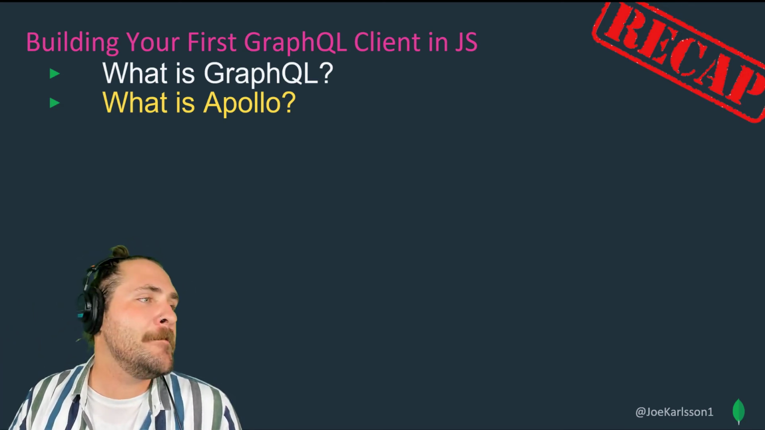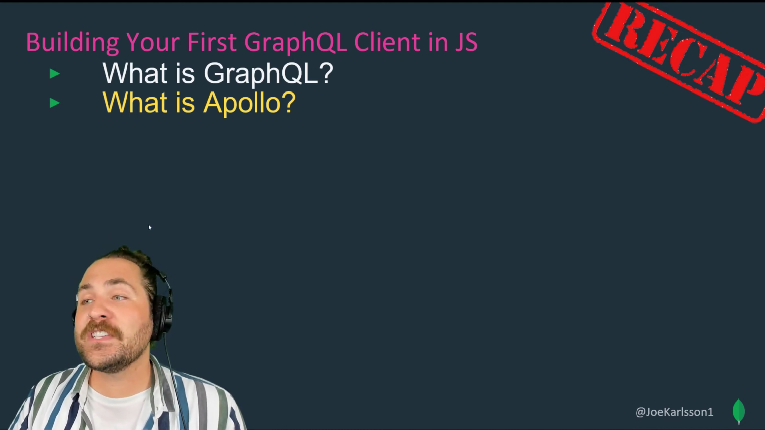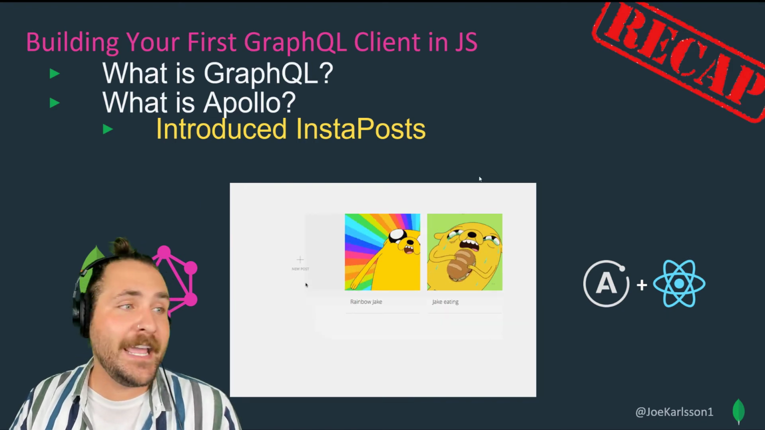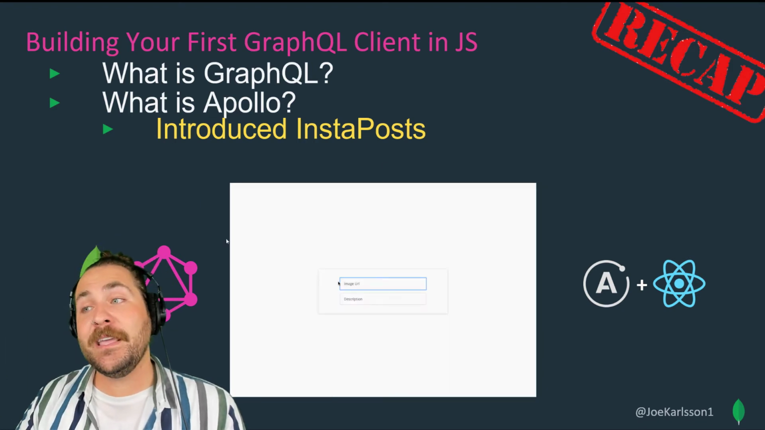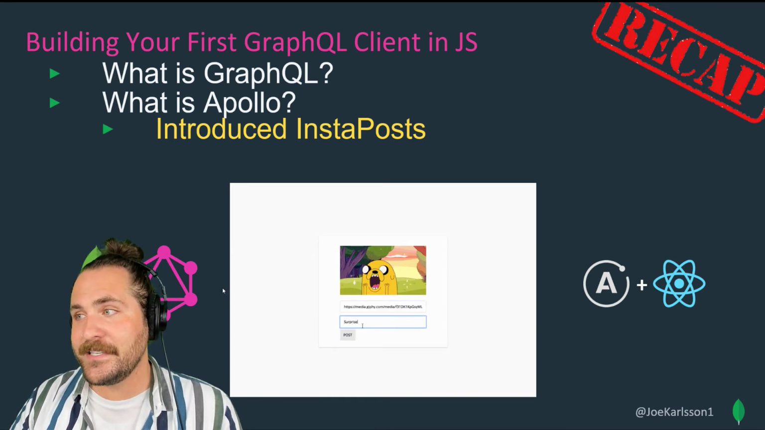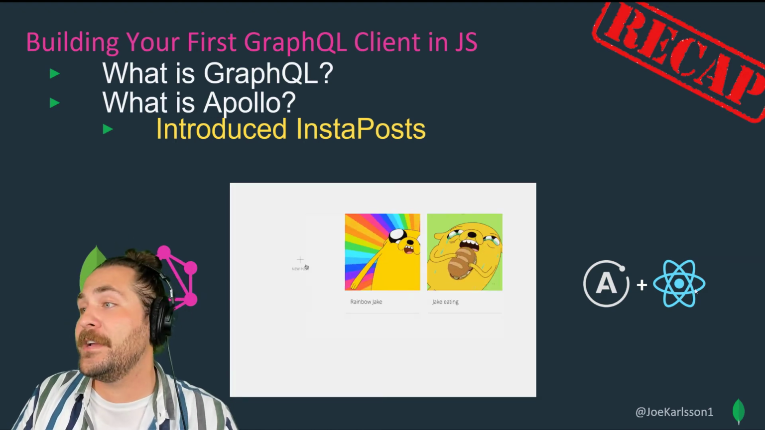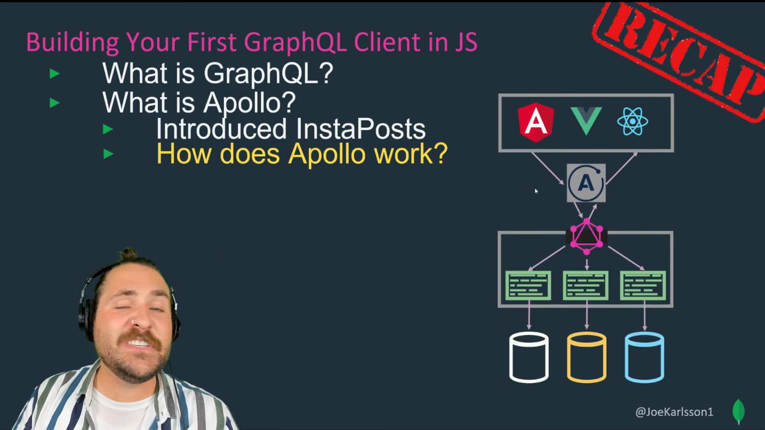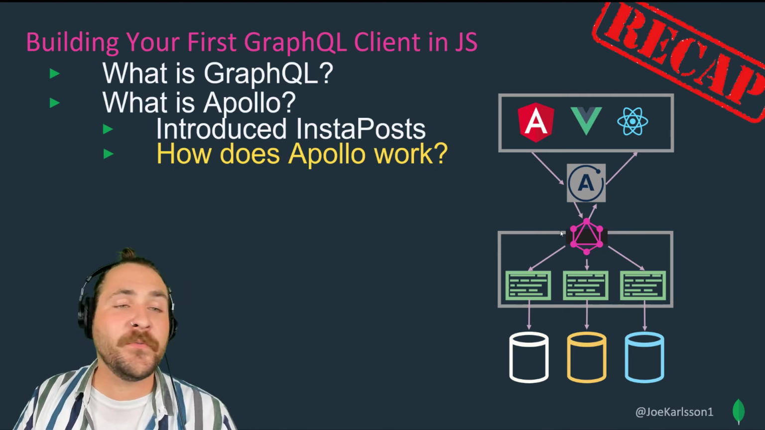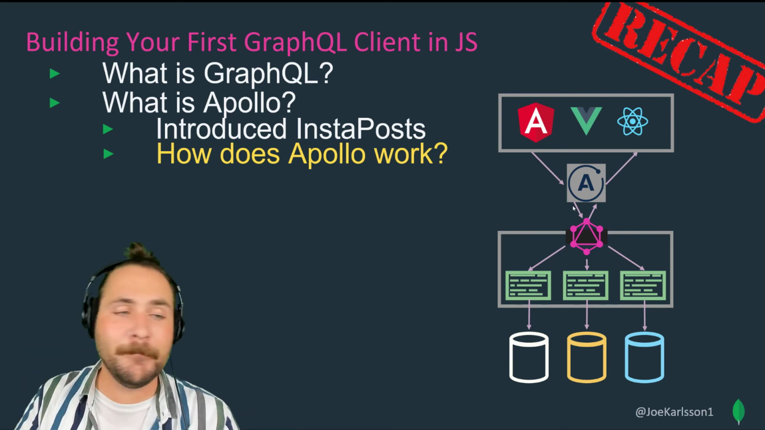But let's do a quick recap here of what we just discussed. What is Apollo? Well, the first thing we discussed was introducing our app that we're going to be working with today, InstaPosts. It's going to be using MongoDB Atlas on the back end with a GraphQL endpoint hosted on Atlas as well. And then the front end is a static front end. We're using Apollo and React. Next thing we did was we discussed how it works, right? Apollo is a wrapper that works with any front-end framework, and it basically makes working with and updating state for those components much easier.